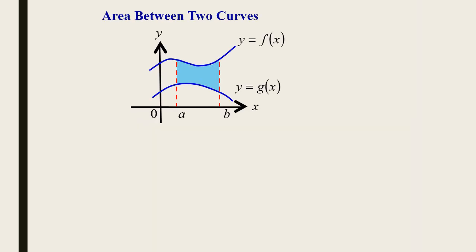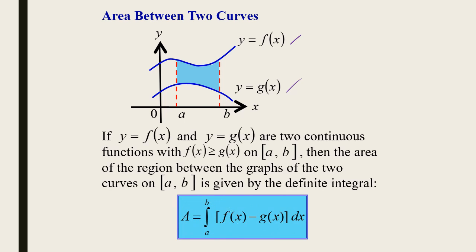So, area between two curves. This is a new part of the area application of the definite integral. Earlier, we wanted to find the area under one curve only, with the respective axis. But now we have two curves, where the first one is y equals f(x) and the second one is y equals g(x).